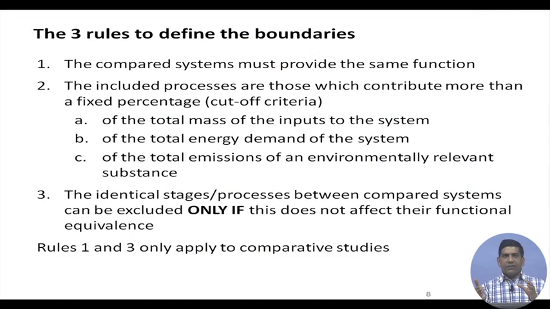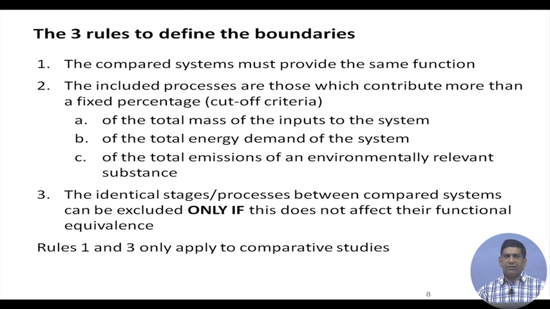Of the total mass of the input to the system, the total energy demand of the system. So we look at the total mass of the input and the total energy demand, and we took a cutoff criteria for that. Of the total emissions of environmentally relevant substances. So what are the total emissions coming out of that? In all these criteria, if the numbers are too small, we can ignore that particular unit process.